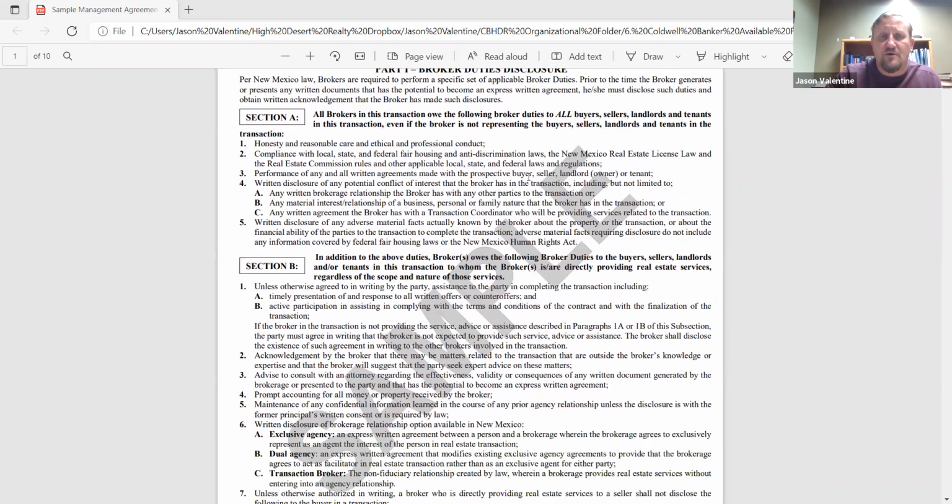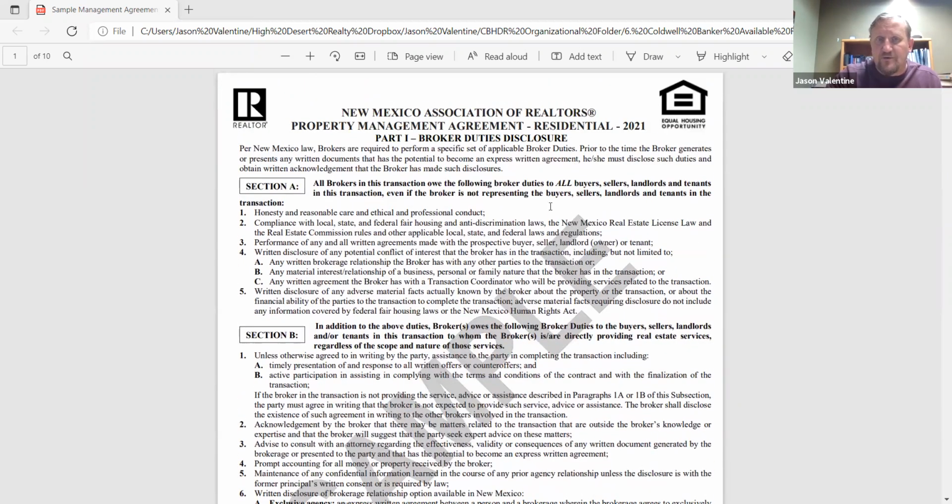So first off, I want to let you know we have broker duties in the state of New Mexico, and our broker duties include, under section A here: honesty, reasonable care, professional conduct, compliance with local and state anti-discrimination laws, real estate licensing laws, and the rules and regulations of the state. Written disclosure of any potential conflicts of interest. If we do have a conflict of interest, such as an ownership in the property, or one of our family members renting from you, we actually need to disclose that.